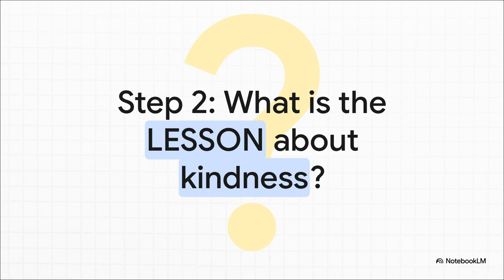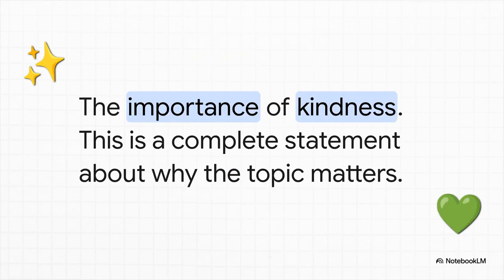Okay, moving on to step 2. We know the topic is kindness. So what's the author trying to teach us about it? What's the universal message being sent here? The lesson, the theme, is simply the importance of kindness. Now notice, it's a complete sentence. It's a full thought. It's not just the word kindness by itself. It's a message about why kindness actually matters.